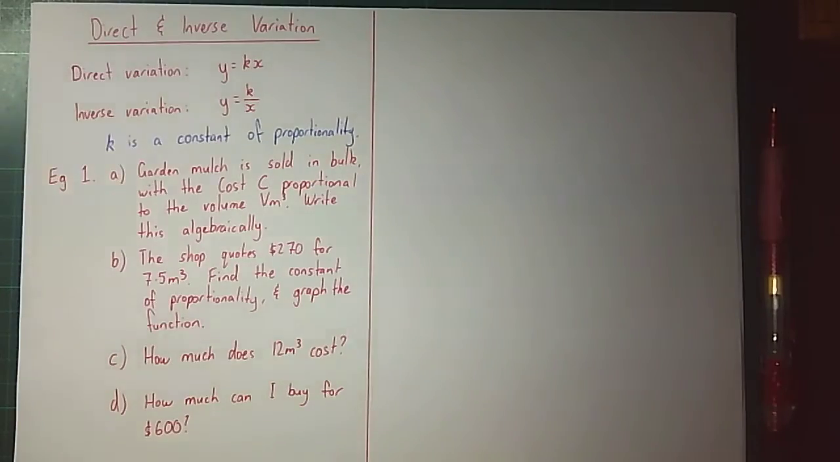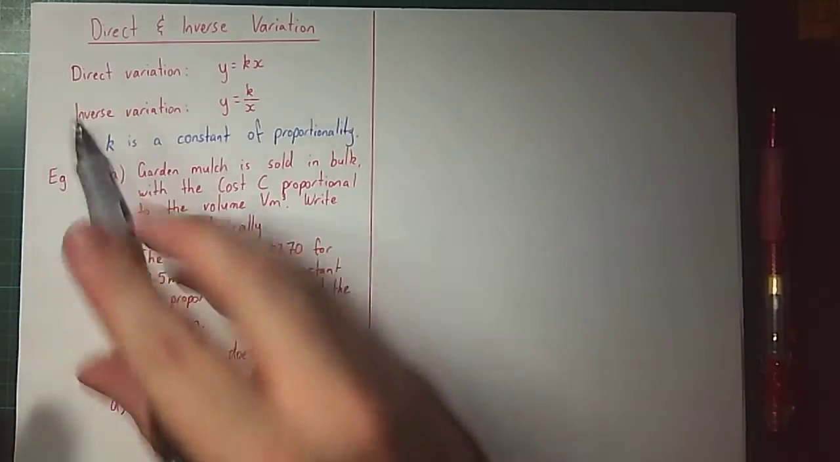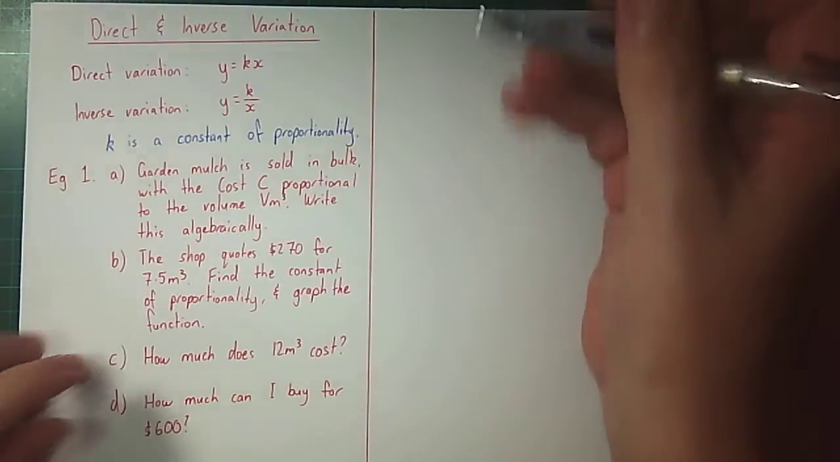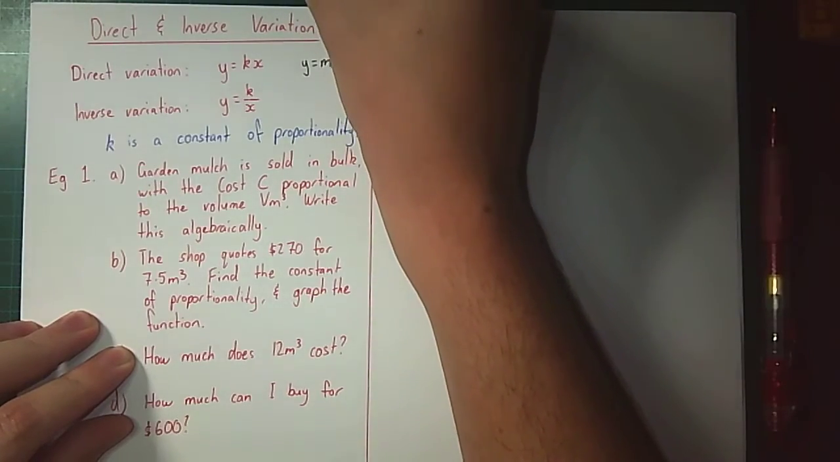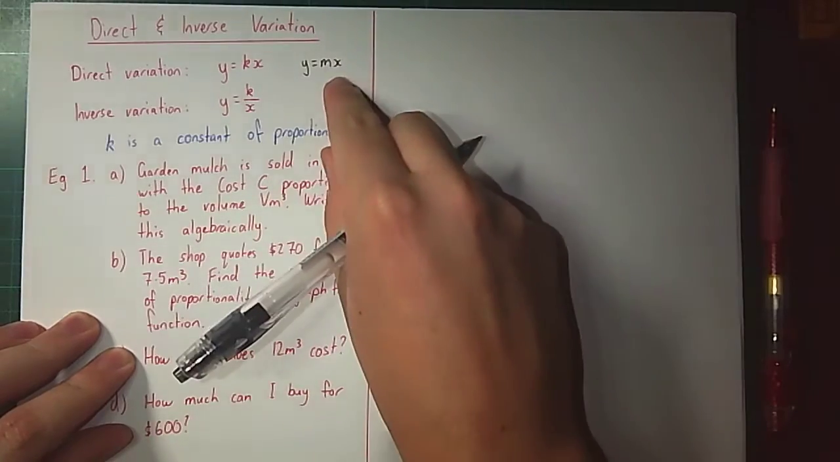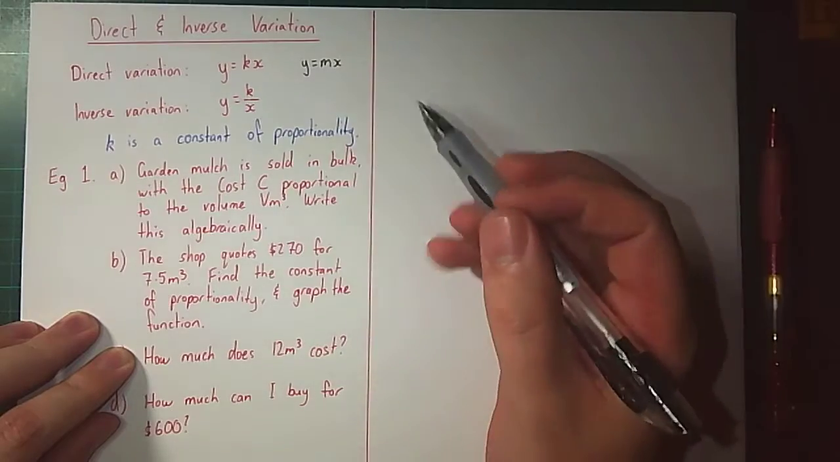Here we're looking at direct and inverse variation. There are two forms. There's the direct form, where we have y equals k times x. That's very similar to what we're used to with y equals mx. So the k is going to be the gradient of this function, and as there's no power other than 1, it's going to be a straight line when we graph it.